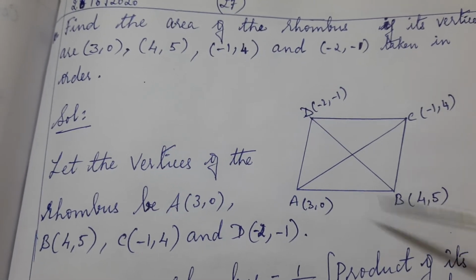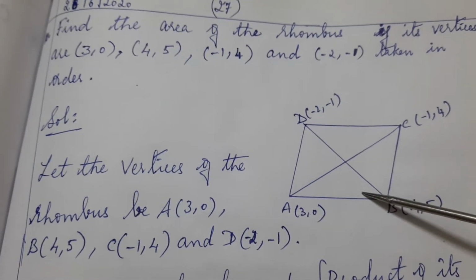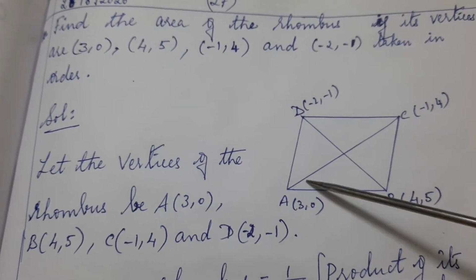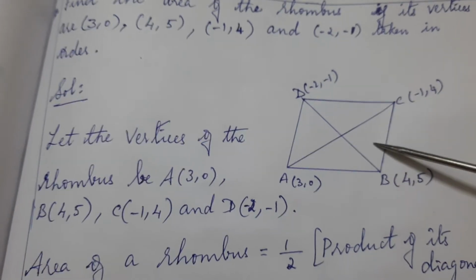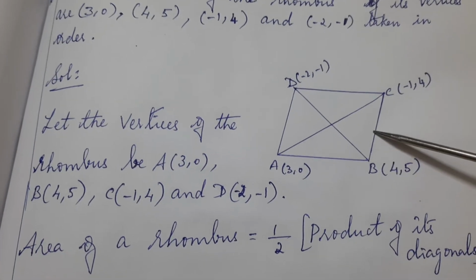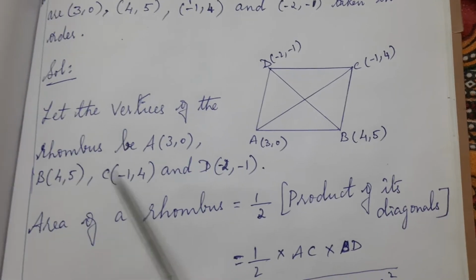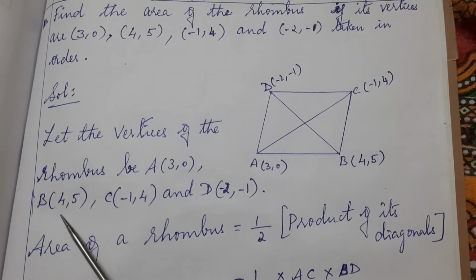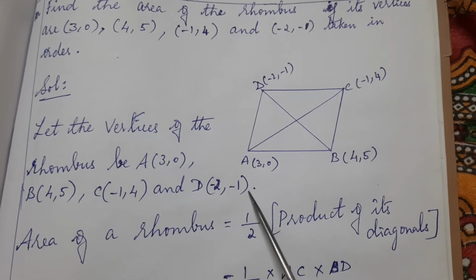Here only coordinates are given, base and height are not given. So using the coordinates, we can find the length of the diagonals, and the formula we are going to use here is half into product of its diagonals. So solution. Let the vertices of the rhombus be A(3, 0), B(4, 5), C(-1, 4) and D(-2, -1).